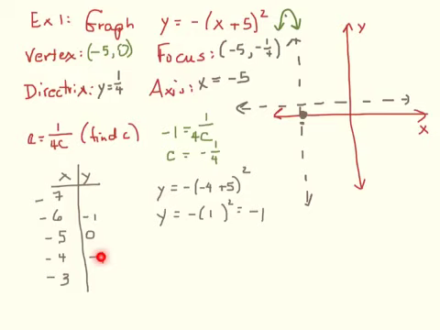So let's substitute in -3. -3 plus 5 squared. That's 2 squared. So that's going to be a -4. And when you plug in -7, that's also going to be -4. So we're going to plot our points. And your parabola looks something like this.